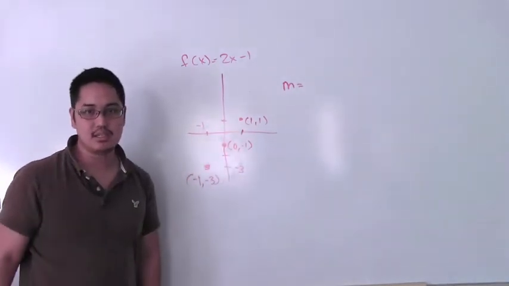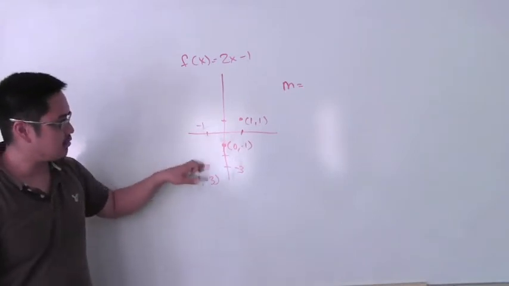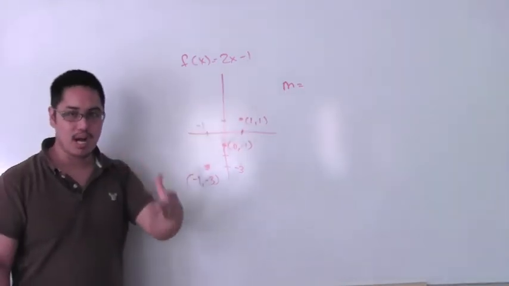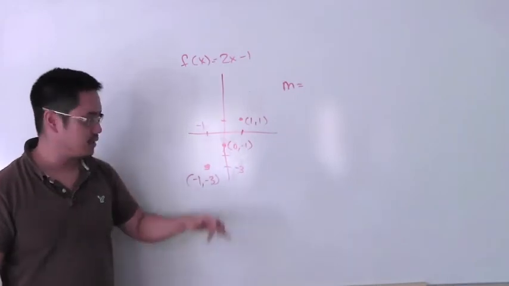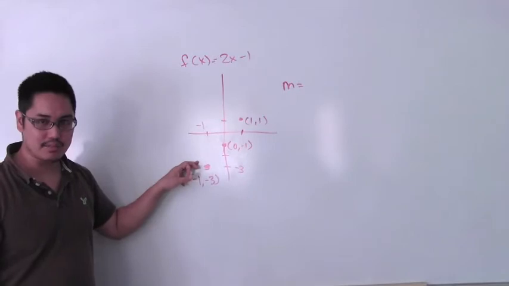I think the easiest thing to do would be graphically. Take a look at this. If I start here and I want to get here, what is my rise and what is my run? If I start here and I want to get here, how much do I have to rise by? Look at it. 4. Good.